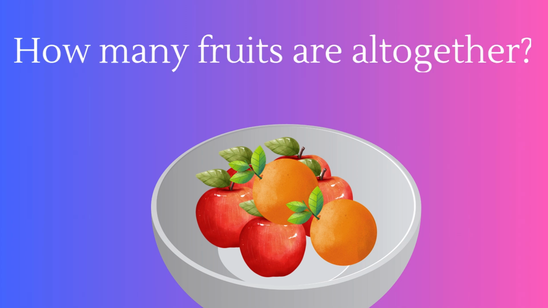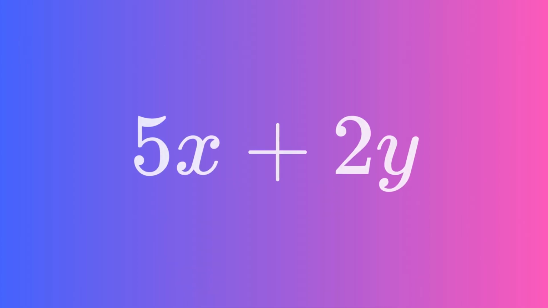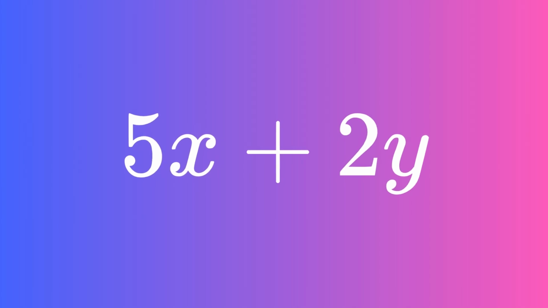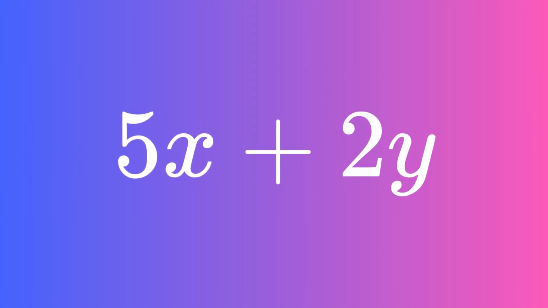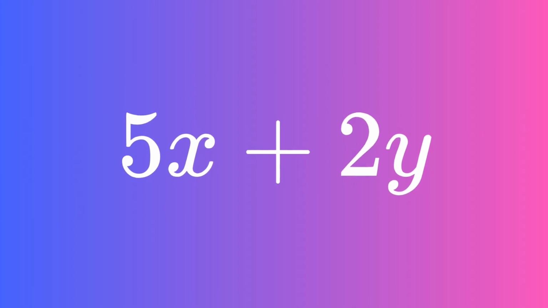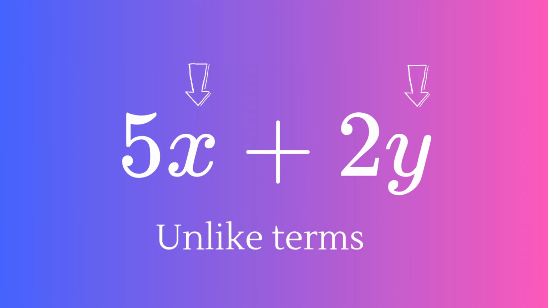But if I ask you the total number of fruits, then the result would be 7 as they both are fruits. Similarly, in algebra, we have different variables. For example, 5x plus 2y can't be added together as both terms contain two different variables, x and y. They both are variables but they are different variables, so we consider them as unlike terms.